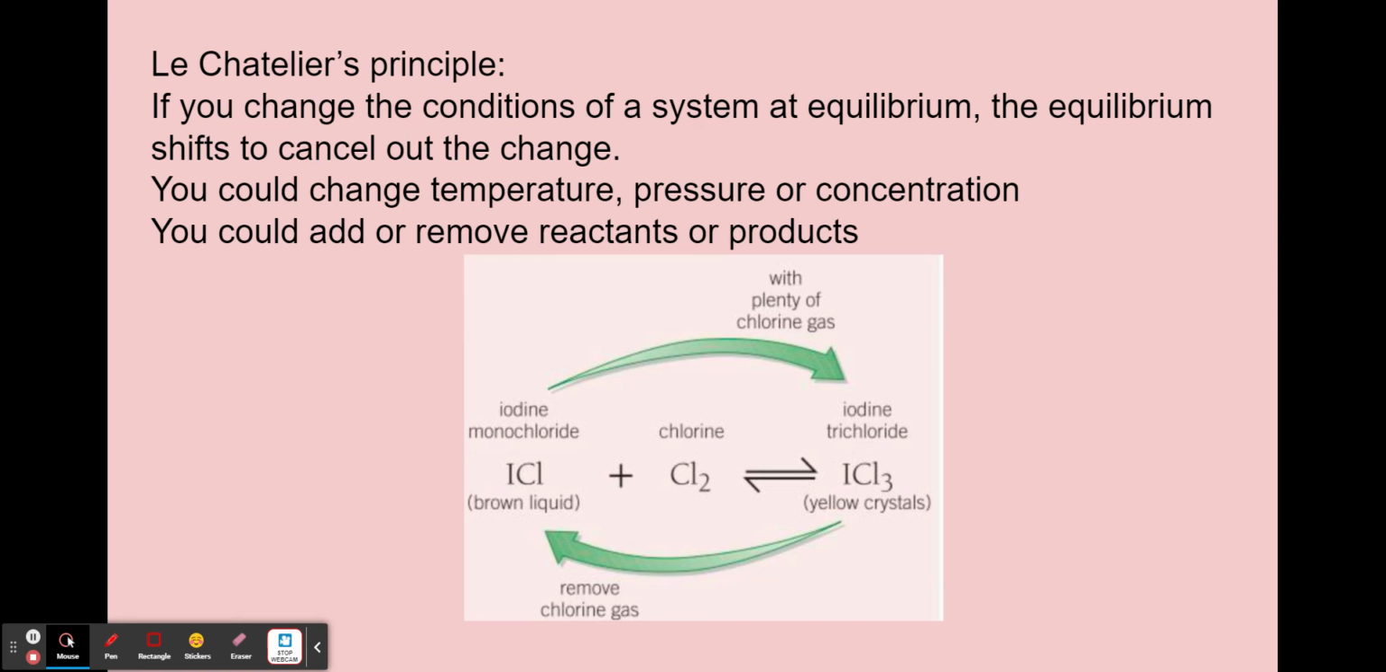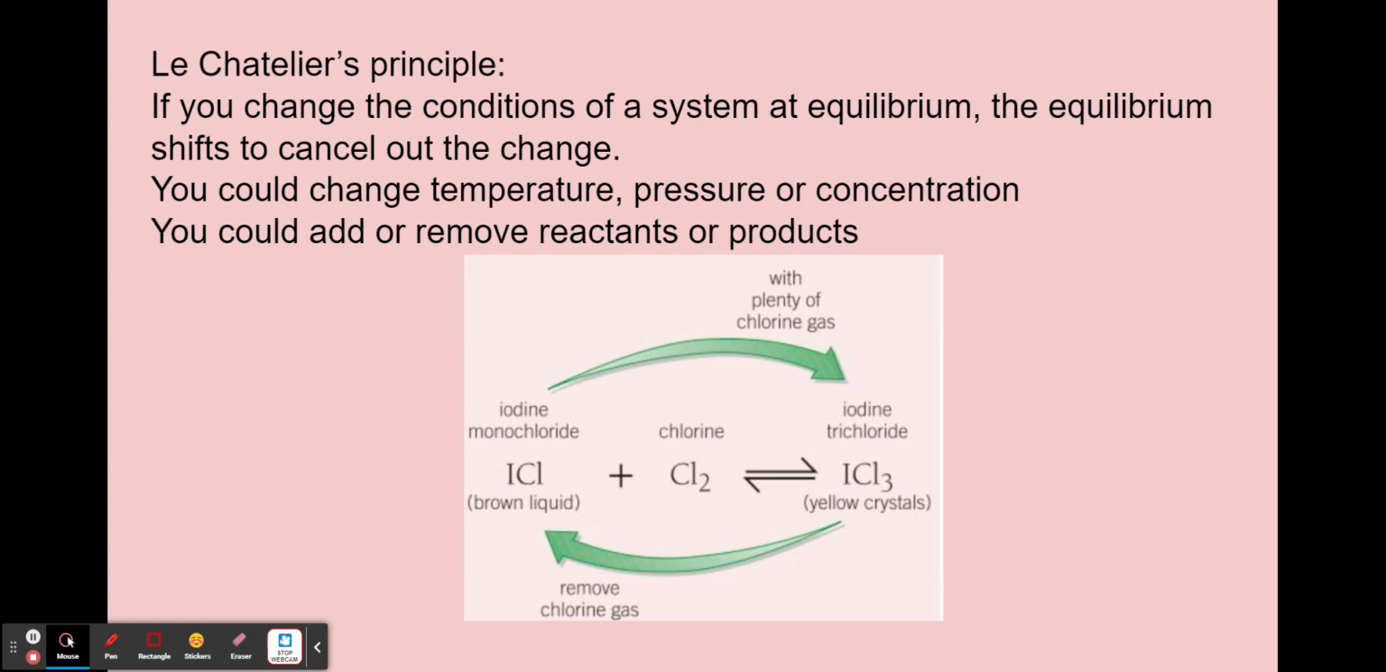Okay, if you add chlorine gas, so there's plenty of it, then the reaction will move forwards and you would see yellow crystals. If you took the chlorine away, then the iodine trichloride will break down into iodine monochloride and you would see a brown liquid.